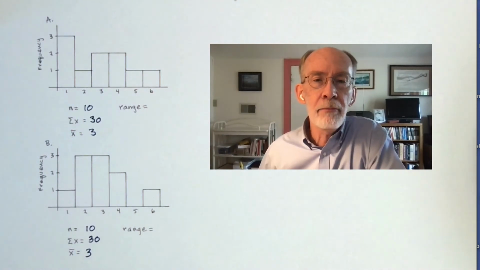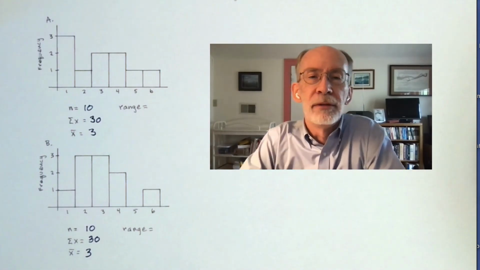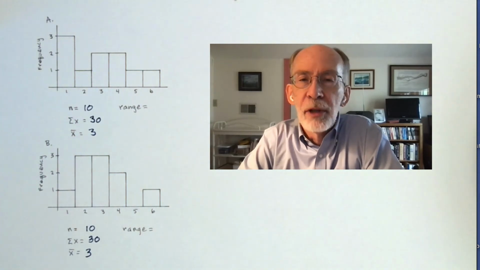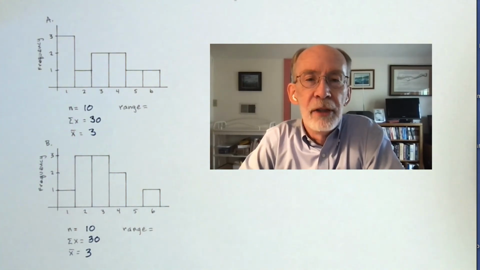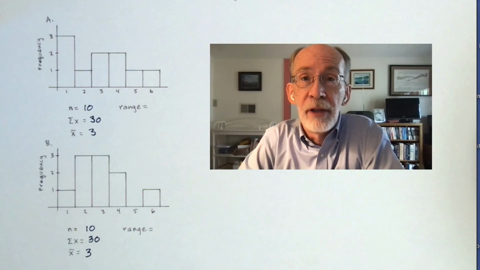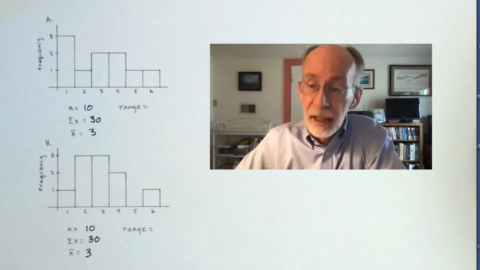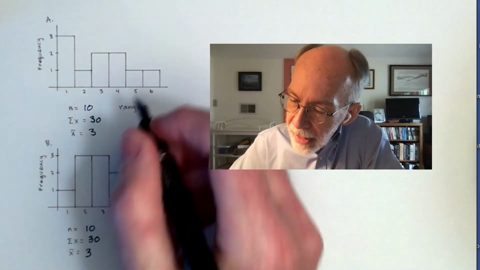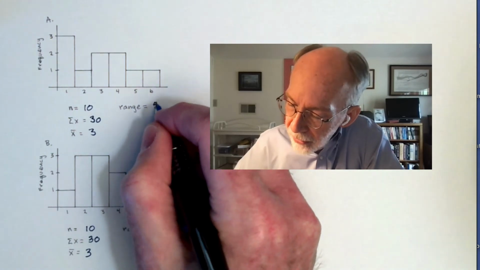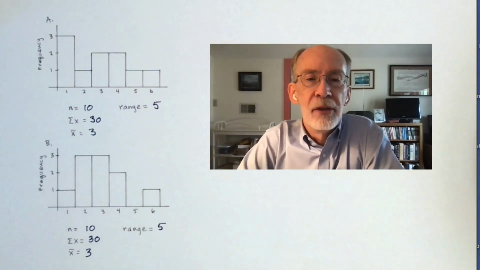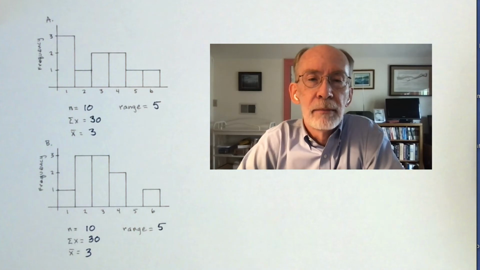One of the sort of first ways of measuring spread that you probably learn as a younger student is the range. And the range is just the maximum value in a set minus the minimum value in a set. And in this case, the range is 5 in both set A and set B. They run from 1 to 6.